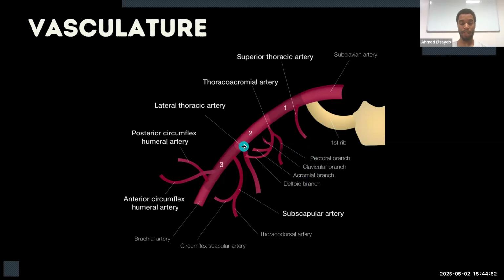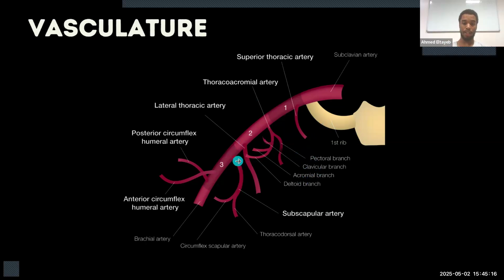Now we have the lateral thoracic artery. The lateral thoracic artery is very intimate with the long thoracic nerve, and the long thoracic nerve innervates the serratus anterior. So if you have damage to the lateral thoracic artery, it would typically damage the long thoracic nerve, and you'd have the typical presentation, which is winged scapula.